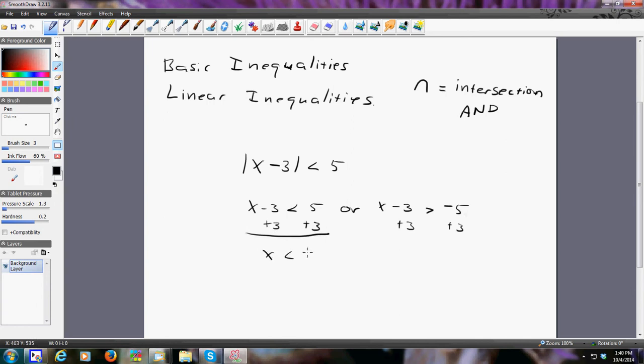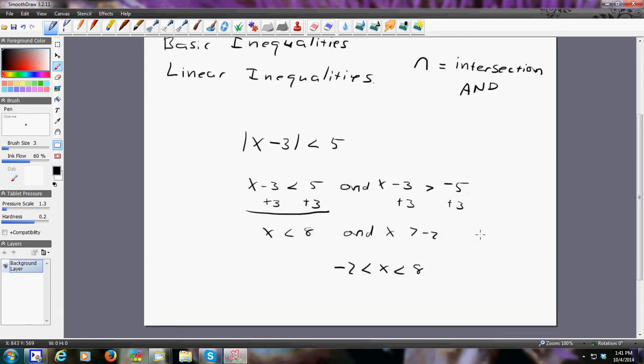I get x is less than 8, or x is greater than negative 2. So it should be anything between negative 2. Oops, I'm sorry, this shouldn't have been "or," this should have been "and." Negative 2 is less than x, which is less than 8. And anything within those values should give you something less than 5.